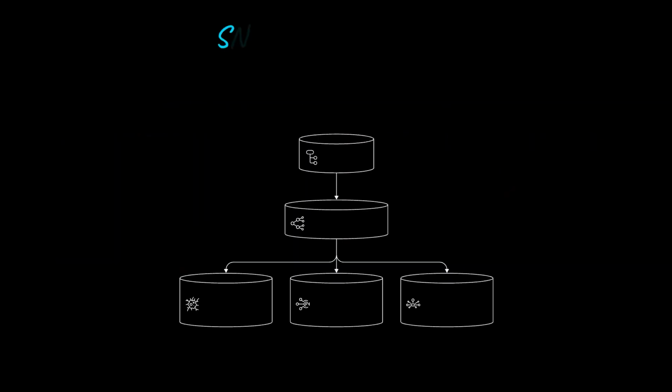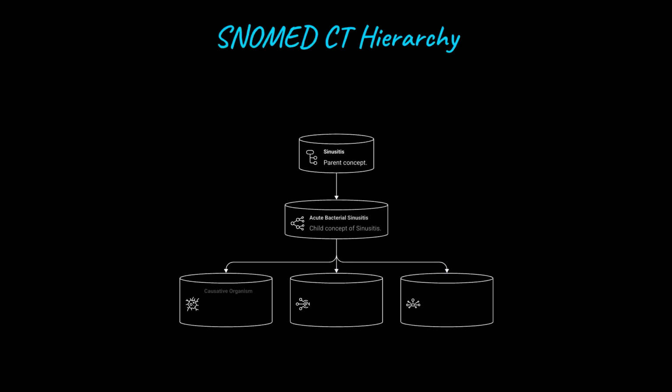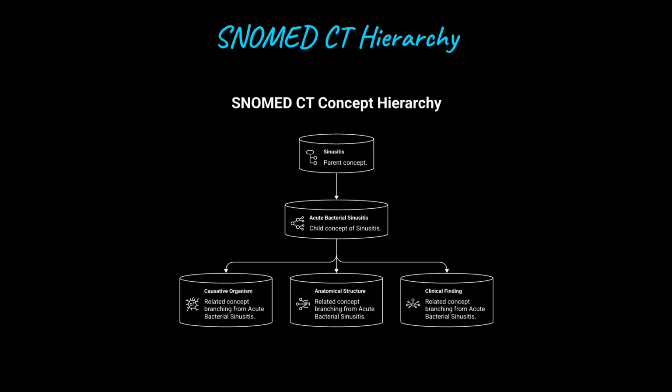Every SNOMED CT concept has a unique identifier and relationships to parent and sibling concepts. A concept like acute bacterial sinusitis links upward to sinusitis and outward to causative organisms and anatomical structures. This hierarchy lets analytics roll up from specific to general and powers decision support rules built on concept classes. When two systems exchange clinical data, shared meaning requires a shared vocabulary.